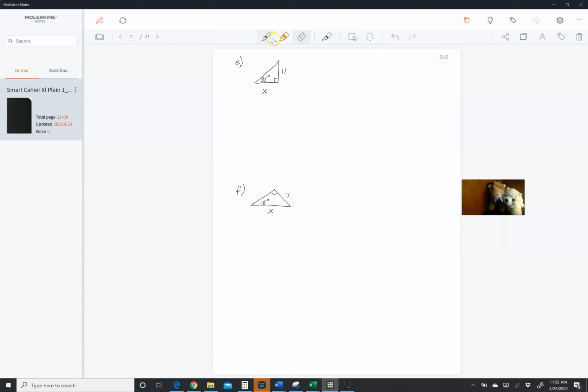Okay, so you should be pausing, doing these on your own, seeing what happens. So we label first. We're labeling based on the 35-degree angle, so 11 would be the opposite side, x would be the adjacent side, and then you have your hypotenuse. What do we know? We know the opposite. What are we trying to find out? The hypotenuse. And which trig function? Well, the trig function that deals with opposite and the hypotenuse is sine of theta.